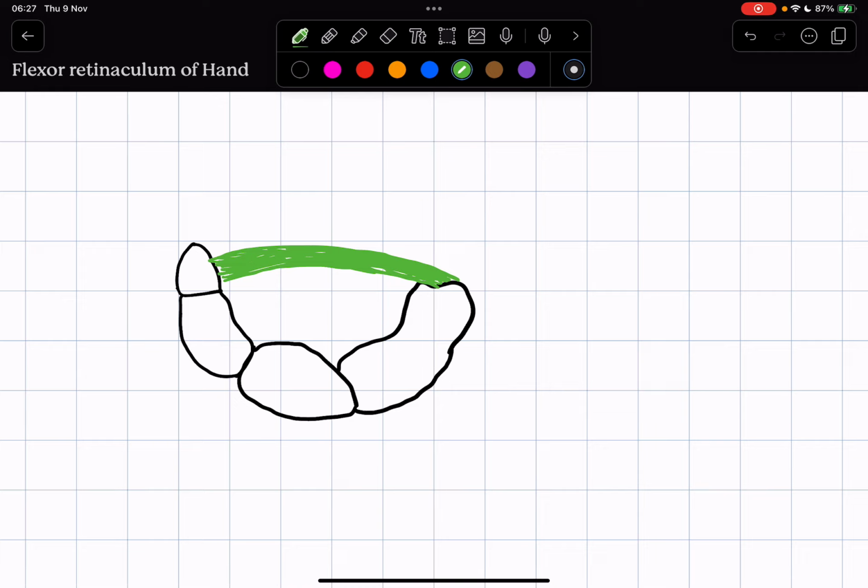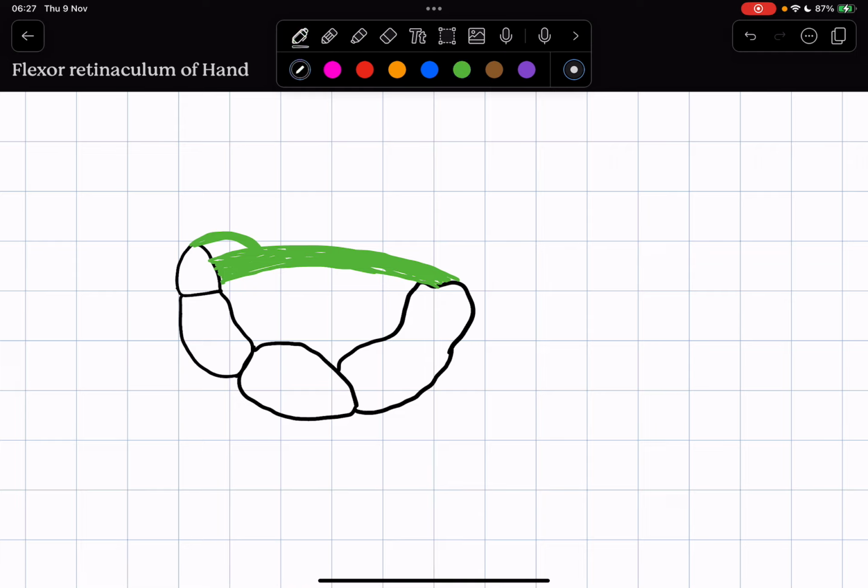Now if you remember, I told you the medial aspect has got a superficial slip, and this is called the volar carpal ligament. This is the superficial slip of the flexor retinaculum, and the deep slip, I will show in another diagram. So this is the superficial slip of the flexor retinaculum.